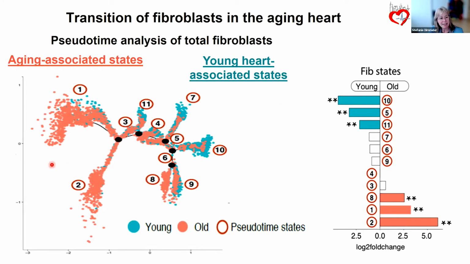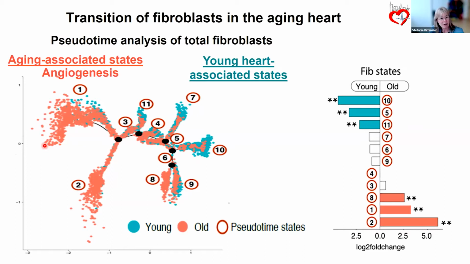And you can nicely see that by using this approach, the cells are distinguished in populations associated with age-associated states. These were the old heart-derived cells, so this is the red color. The blue color depicts young heart-derived cells. And you see the young heart states were higher here, and the old heart states were higher here. And of course, then you can question what is specific and unique to the aged cells and what is specific and unique to the young cells.